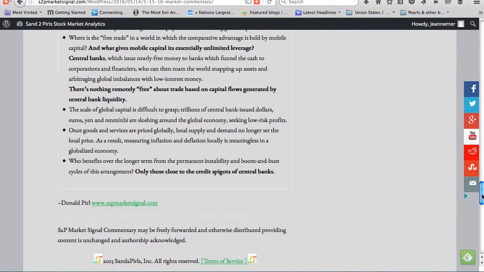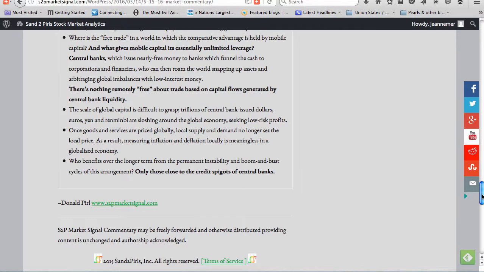Central banks, which issue nearly free money to banks, which funnel the cash to corporations and financiers, who can then roam the world, snapping up assets and arbitraging global imbalances with low-interest money. There's nothing remotely free about trade based on capital flows generated by central bank liquidity. The scale of global capital is difficult to grasp. Trillions of central bank issued dollars, euros, yen, and renminbi are sloshing around the global economy, seeking low-risk profits.